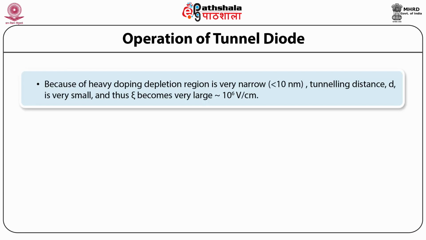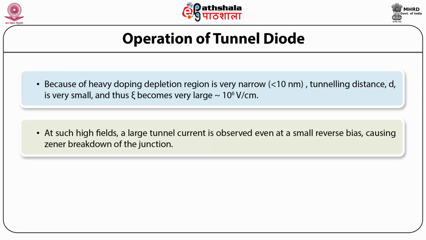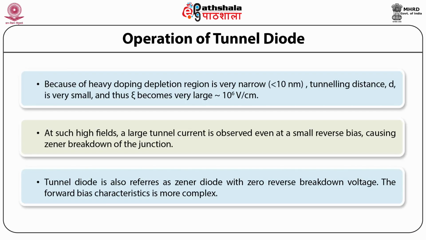Because of heavy doping, the depletion region is very narrow, that is, less than 100 angstrom. The tunneling distance D is small, and the electric field zeta therefore becomes very large, approximately 10 to the power 6 volts per centimeter. At such high fields, a large tunnel current is observed even at a small reverse bias, causing Zener breakdown of the junction. So the tunnel diode can be referred to as a Zener diode with zero reverse breakdown voltage. The forward bias characteristics are more complex.